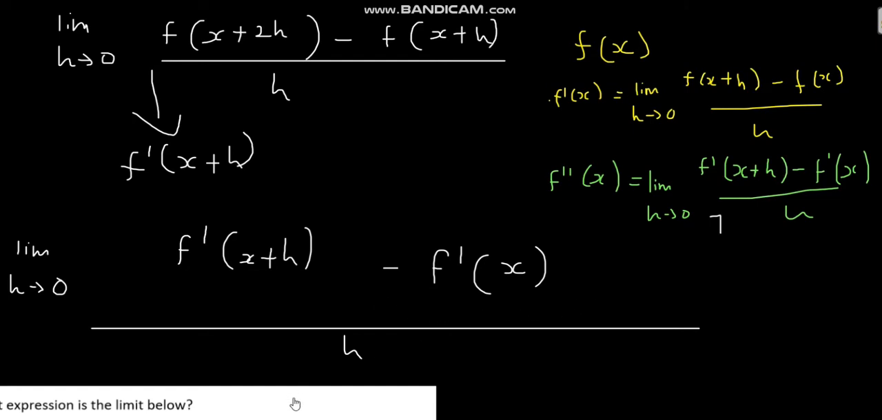Now let's come back to what we did from the beginning. Looking at what you have here, you see f prime of x plus h minus f prime of x all over h, and this is equal to the second derivative of the function of x. It's the same thing that I have here. So this is equal to f double prime of x.